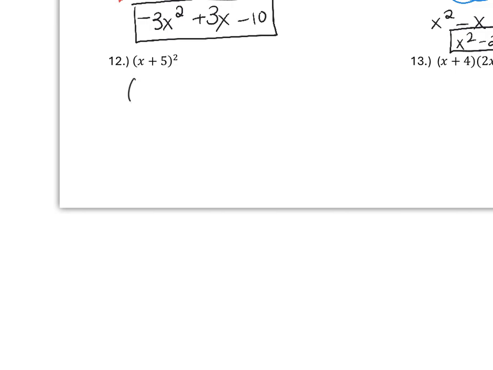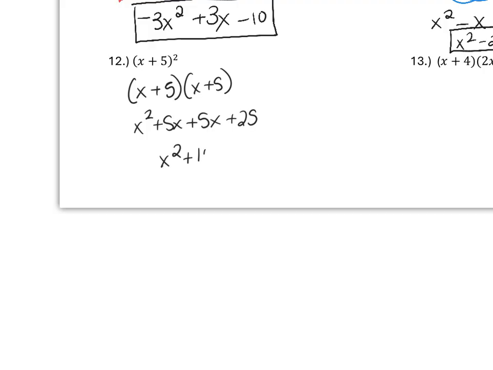Okay, same thing here. Make sure that you don't just distribute the 2. You actually multiply it by itself. So x squared plus 5x plus 5x plus 25. And then combine your like terms. X squared plus 10x plus 25.